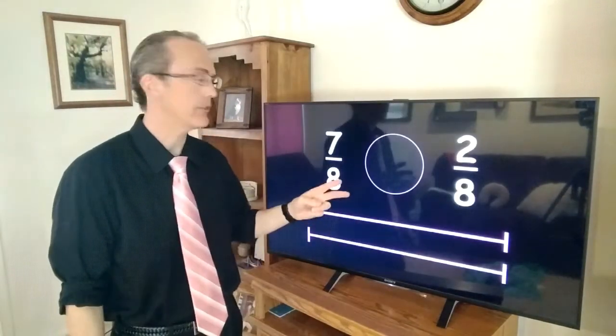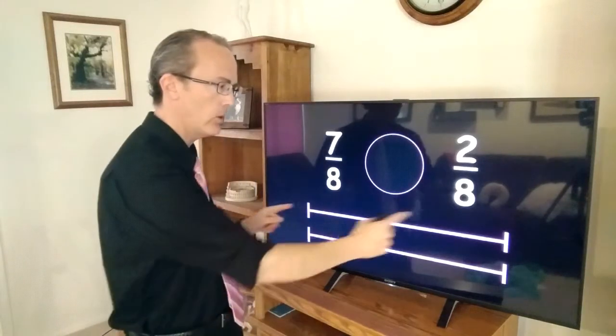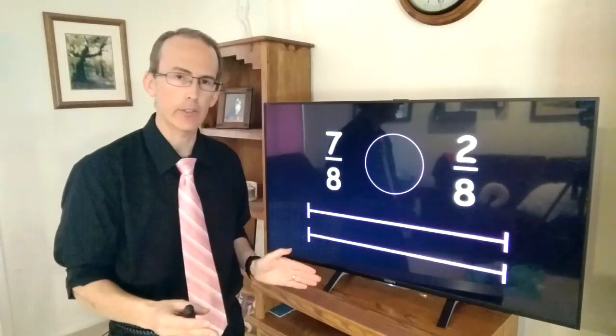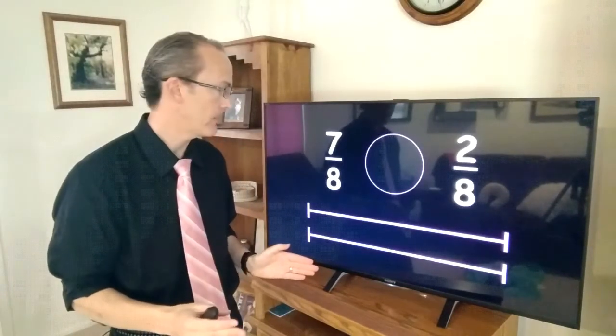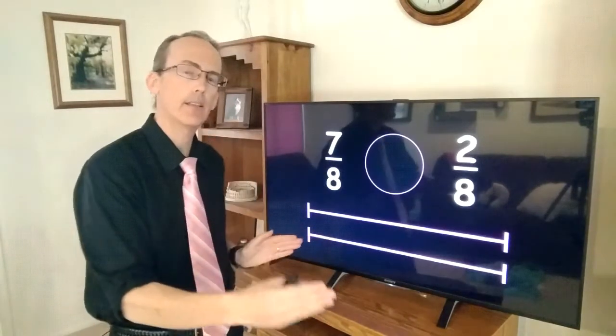Here we have two fractions, 7/8 and 2/8. I have two whole lines. We're going to use those lines to illustrate which fraction is greater or less than the other one. The fractions, remember, they're wholes and they need to be the same length.